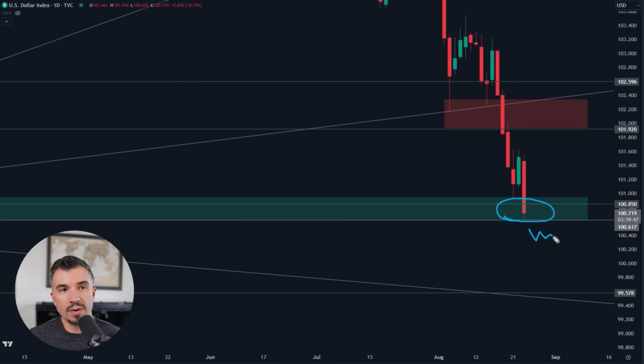So a sustained break below this opens up that area right around 99.6, down toward about 99.4. And alternatively, if we see the market move back inside of this range next week, then that would be bullish for the US dollar, up toward 100.9 to 102.4.